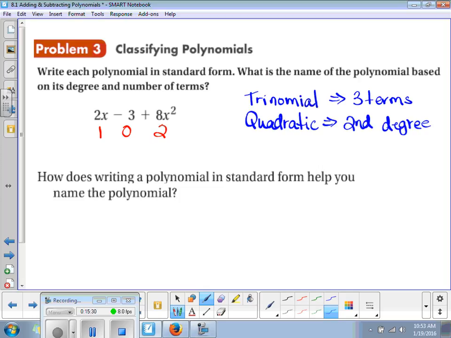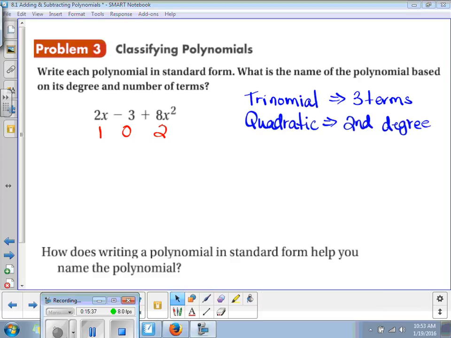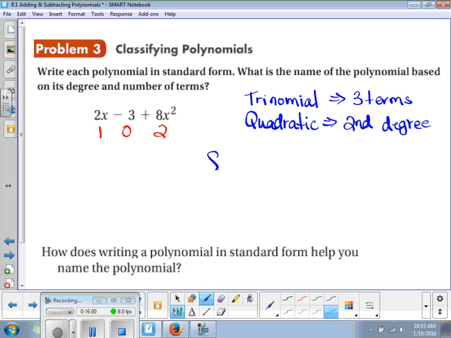Now, I want to put the polynomial in standard form. So putting this polynomial in standard form, all that means is we put it in order from greatest to least by degree, right? So, to put this in greatest to least, the first one is 8x squared. What kind of 8x squared is that? Positive. So it's just going to be 8x squared.